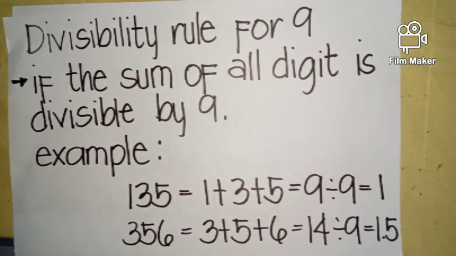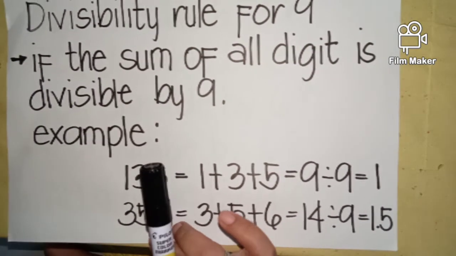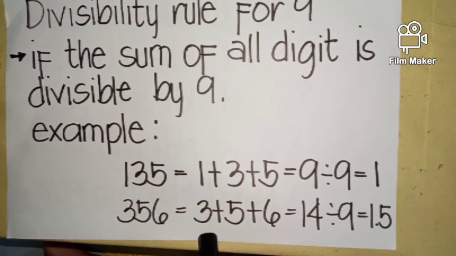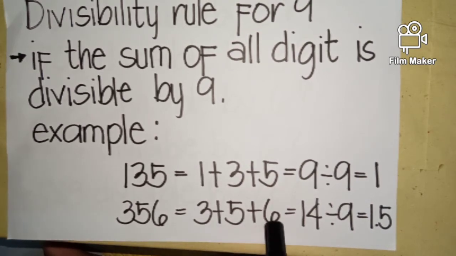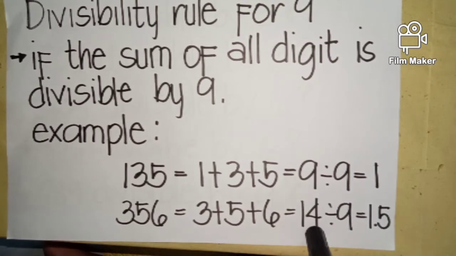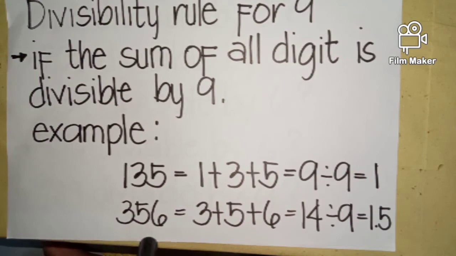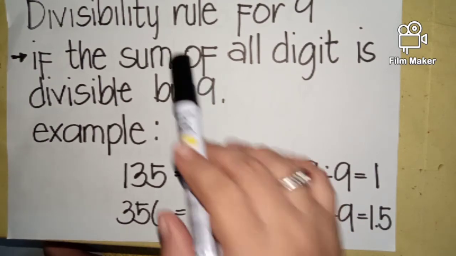Okay, the next example is 356. Let's add the digits. 3 plus 5 plus 6 equals 14. Now, let's divide 14 by 9. 14 divided by 9 is about 1.5. It is not a whole number. There is a remainder, there is something left over. It is not exact. So, therefore, 356 is not divisible by 9.